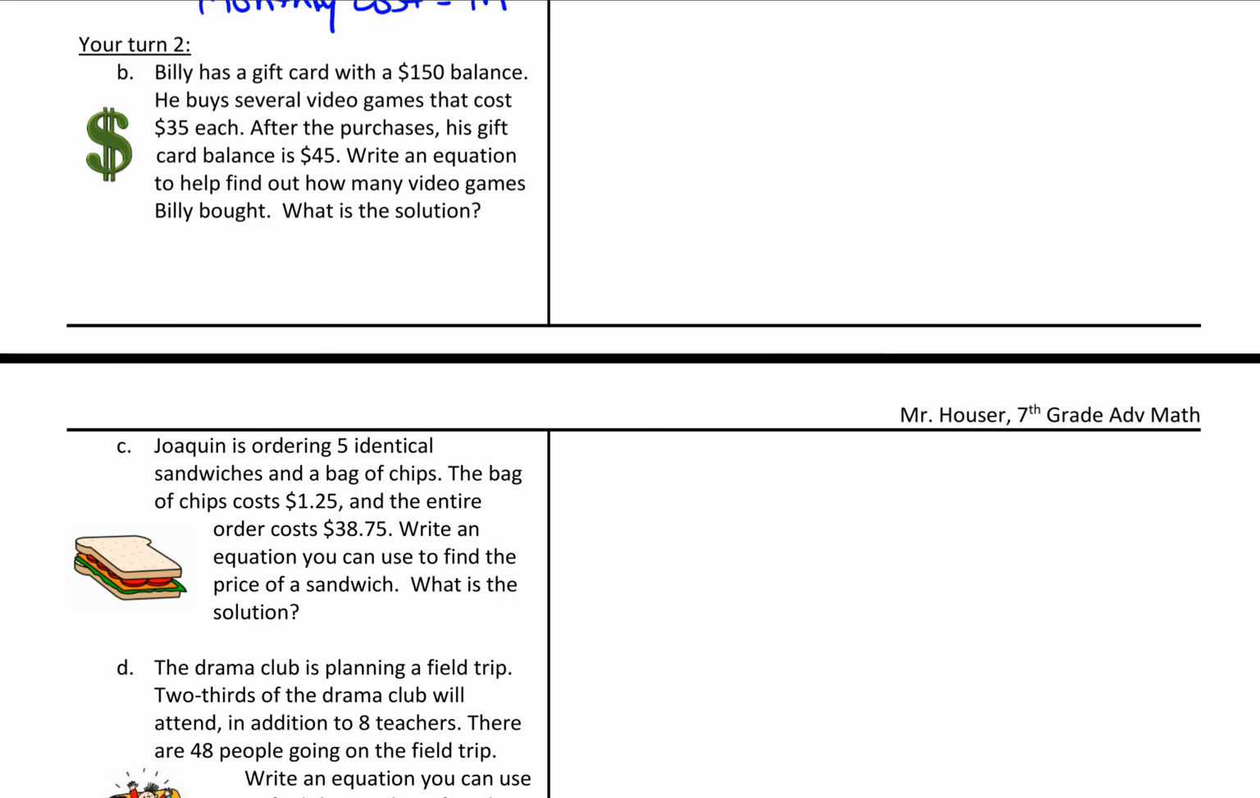So we can already see that this gift card has a $150 balance, and he buys several video games that are $35 each. And at the end of everything, he has $45 left on his card. So we want to know what situations led up to the fact that after all his purchases, he had $45 left on this card. Well, we can start with the $150 balance. So he has $150. Well, then Billy goes and spends money. He spends $35 on each video game.